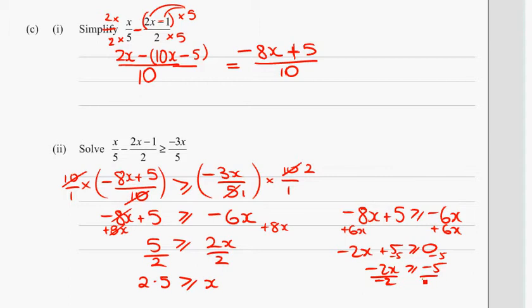Then you need to divide by negative 2, and when you do that you need to reverse the sign, because dividing by a negative or multiplying by a negative you need to reverse the sign. 2 negatives cancel out. 2.5 is less than or equal to x. Similarly on the other side.